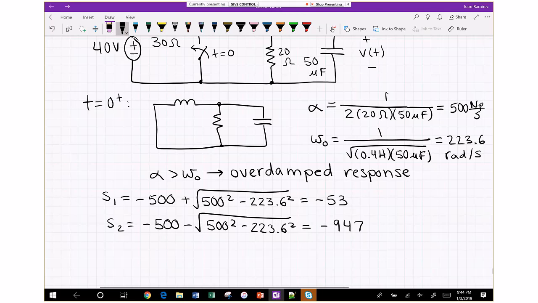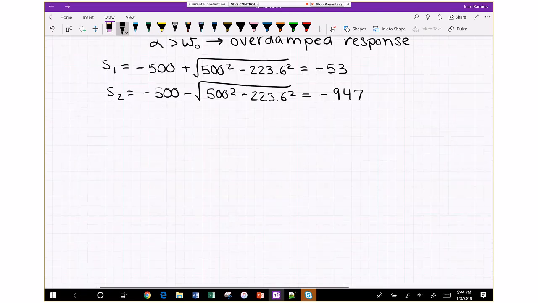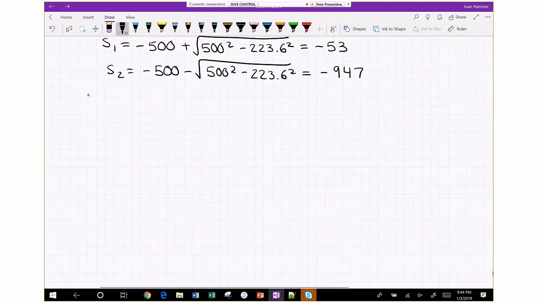Now let's take a look at the initial conditions. So we'll first look at the circuit before the transition, assuming steady state.